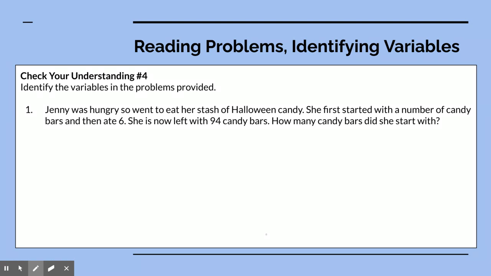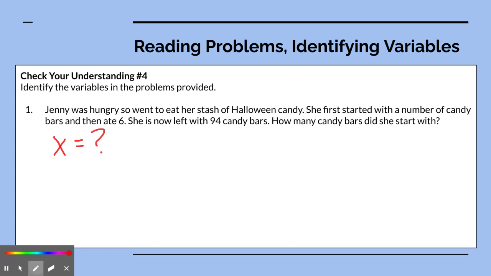That makes sense. But if we want to identify the variables, we would write it like this. Jenny first started with a number of candy bars. We're going to say that's X. We do not know what X is. X is our unknown. We're solving for X, so we're going to put X equals question mark. We don't know what it equals. Realistically speaking, this should be in red. This is what I do for my physics students. We're trying to solve for X here.